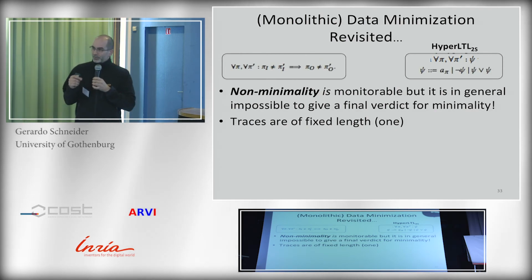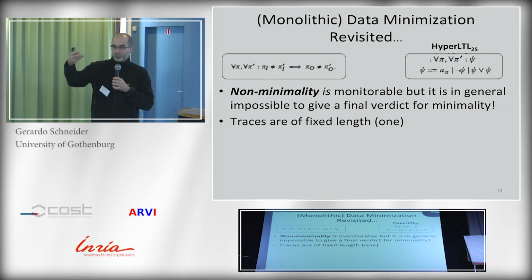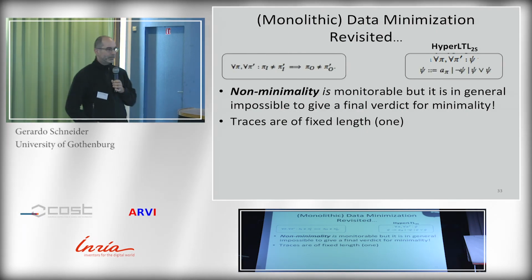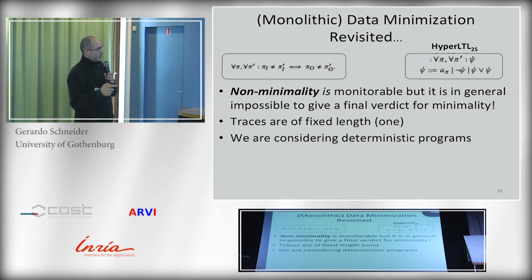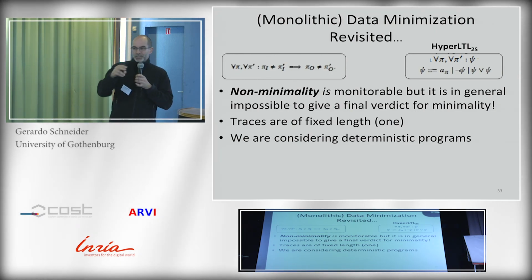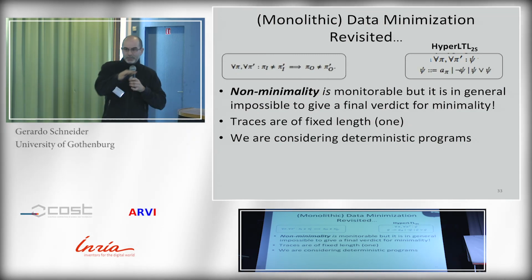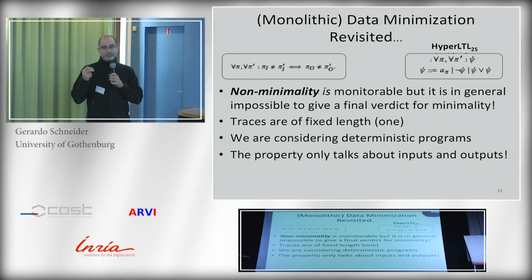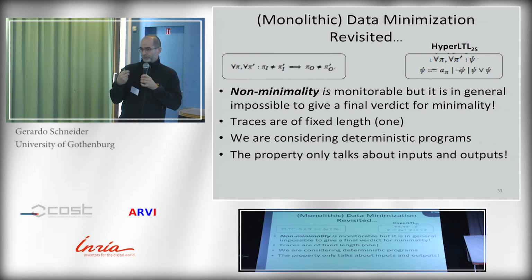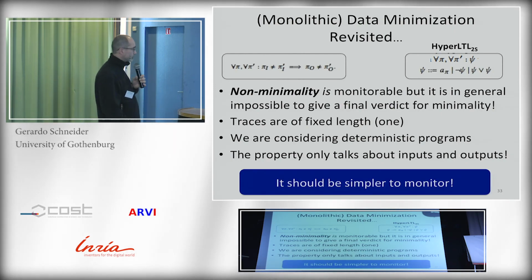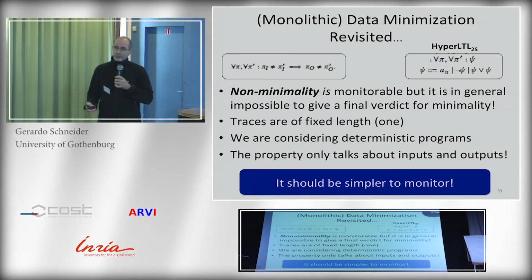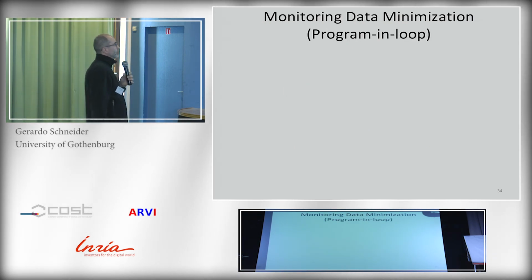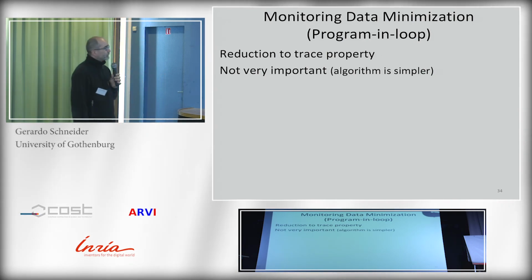Traces here are very specific, because remember, we give an input and observe the output, or we give a vector of inputs and see an output. The traces have length 1. We are considering deterministic programs, though in practice most programs in the hyper-LTL examples are deterministic. And the property only talks about input, output, and the relationship between them. So it should be simpler to monitor than just using the existing algorithms for hyper-LTL. Let's see this in an example.